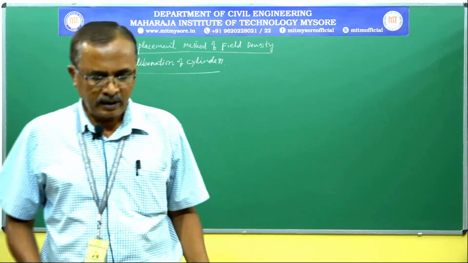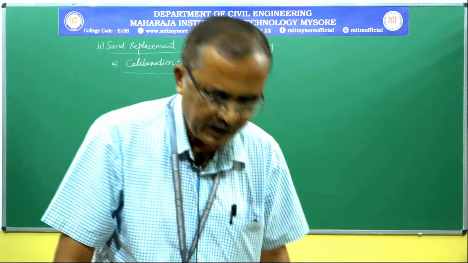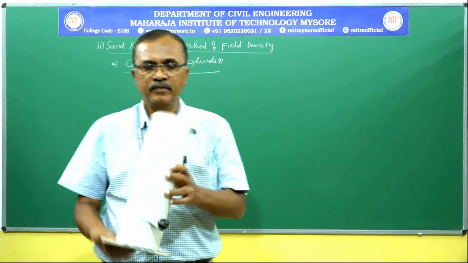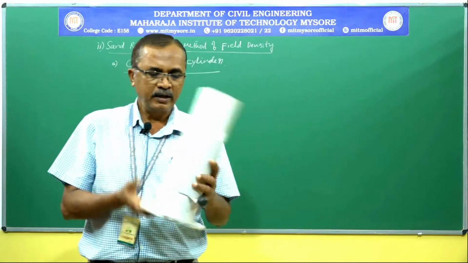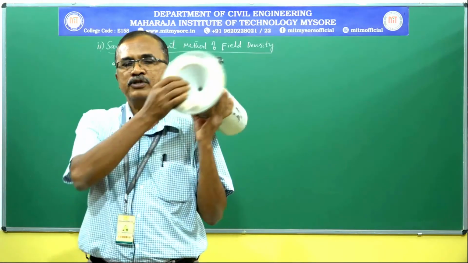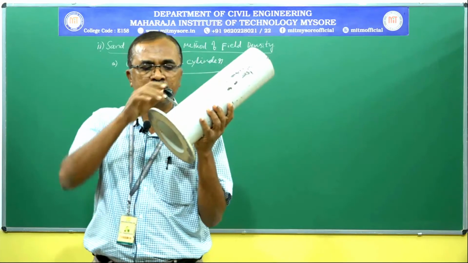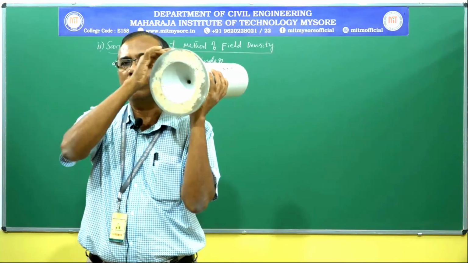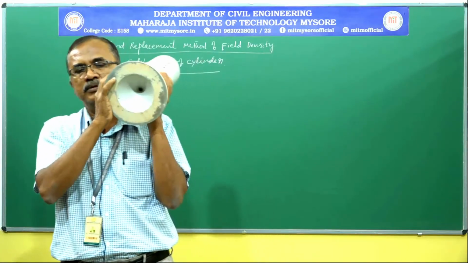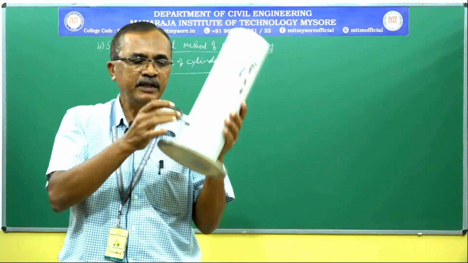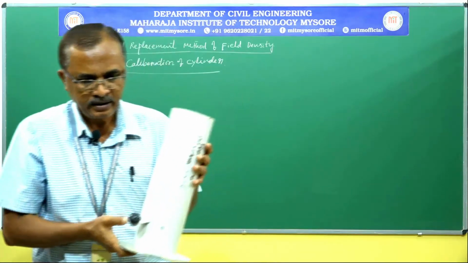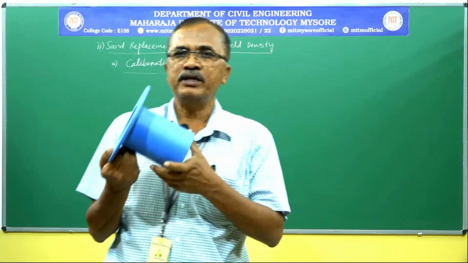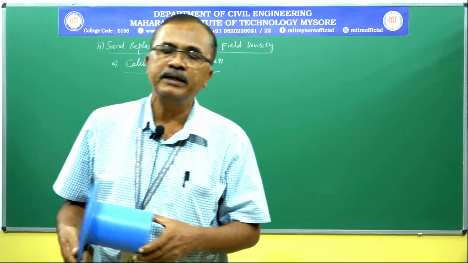The equipment used for determination of field density by the sand replacement method comprises a sand pouring cylinder having a conical portion at the bottom, and there is an aperture, which we can close or open by operating the shutter. This is called the shutter. And this is called the calibration container, which we use to determine the density of sand.